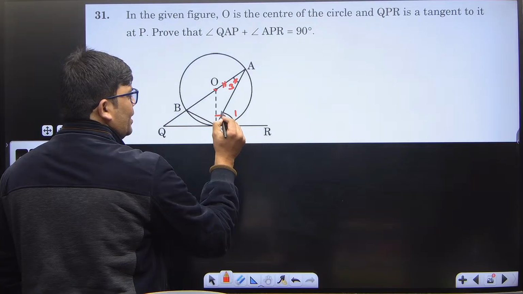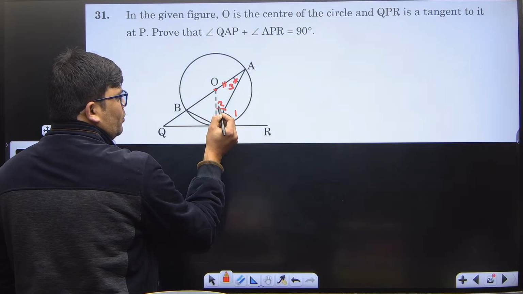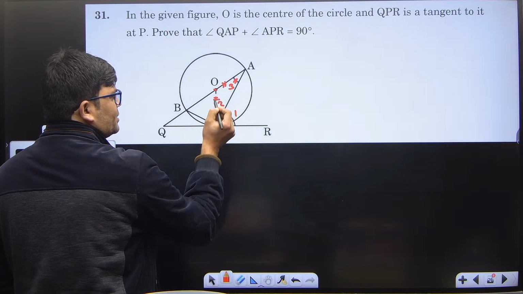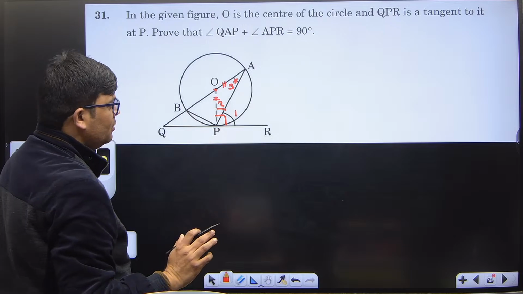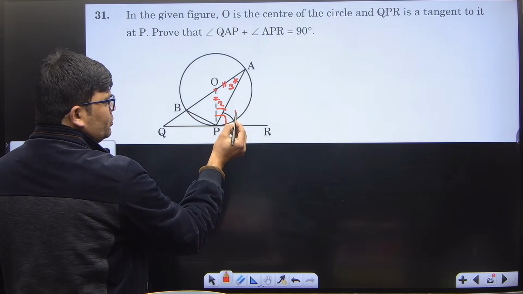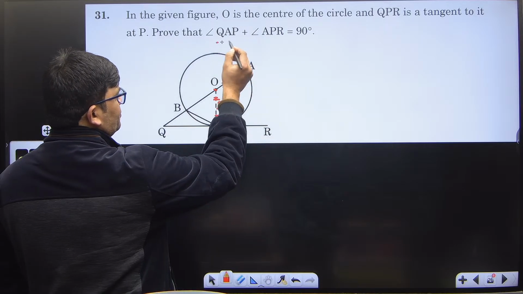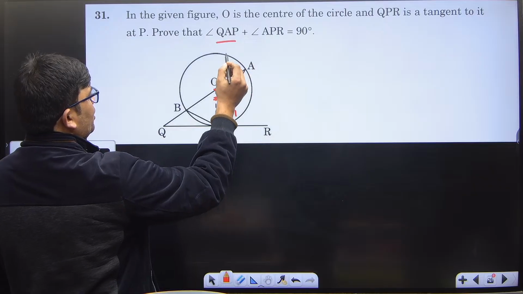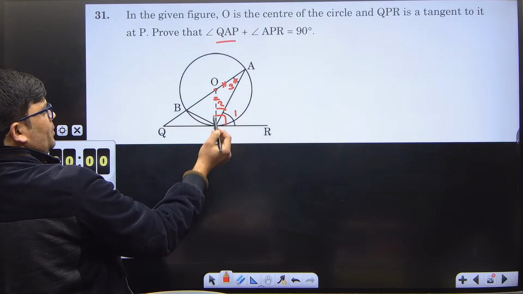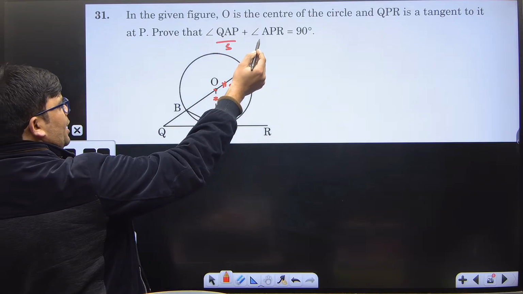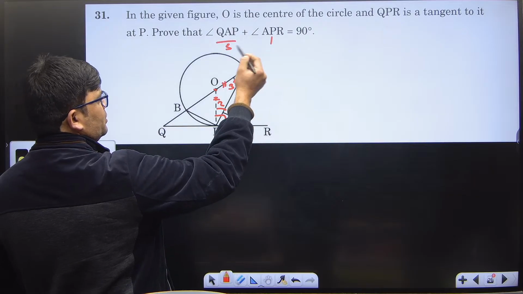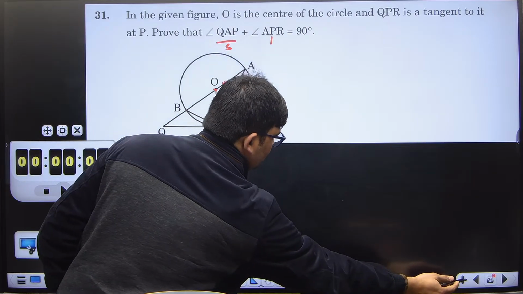So if this is 1, this is 2, and 2 and 3 are equal because this is radius. This is an isosceles triangle. So you can replace 2 by 3. So you can write 1 plus 3 is equal to 90 degrees. So this is angle QAP. QAP is, this is 3 and APR is 1. This is 90. Kabir, clear hai?